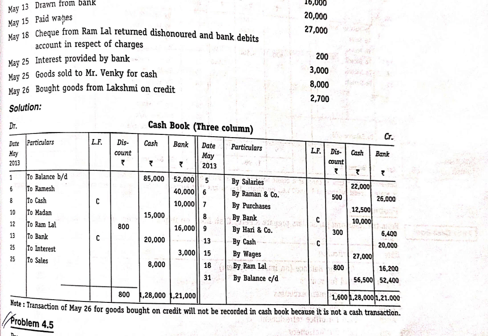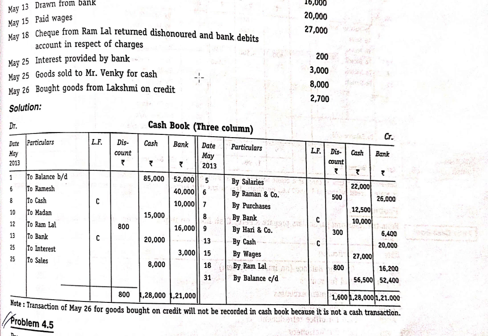Now next is your paid wages. We know again it is expenses. What do I have to write? Because paid wages means wages to cash. Again by wages, cash account. Check from Ramlal returned, dishonored, and bank debit account in respect to check 200.